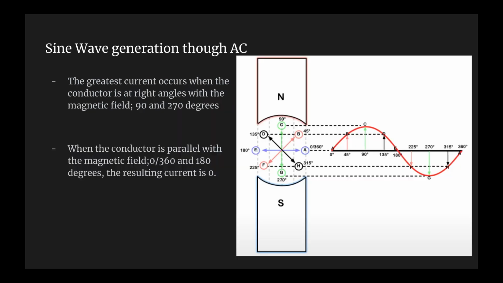The graph on the right helps visualize how moving through these flux lines at different angles generates different values. The greatest value occurs when the conductor is at right angles with the magnetic field, at 90 and 270 degrees. As it continues to rotate past the points of perpendicular, the current decreases until it moves to be parallel to the field, at which the current is 0, at 180 and 0/360 degrees. During one cycle of the sine wave, it moves perpendicular and parallel twice.